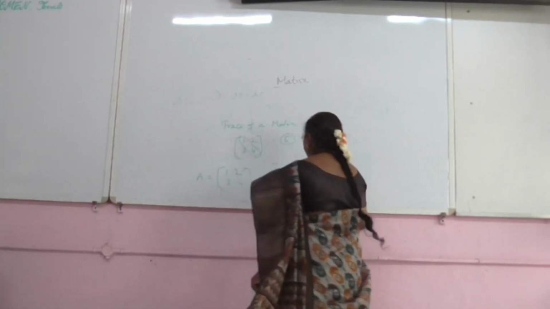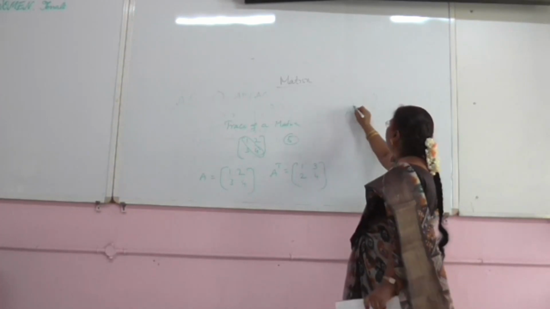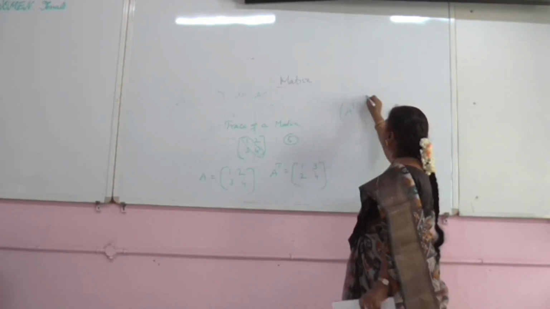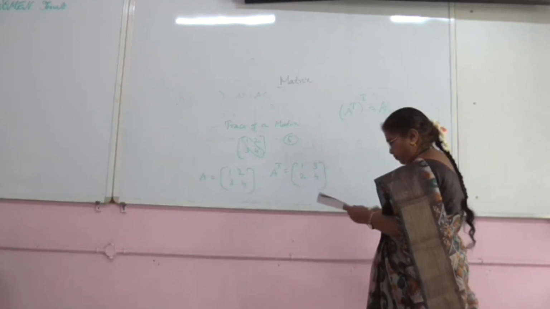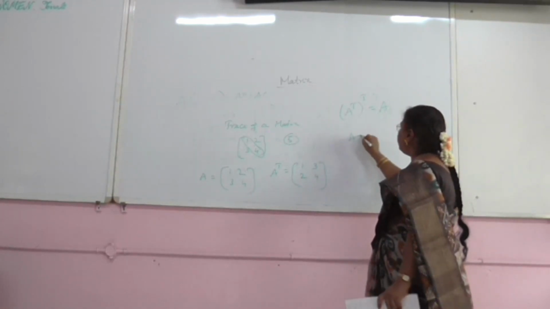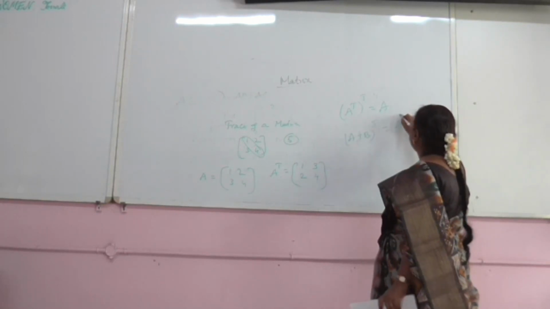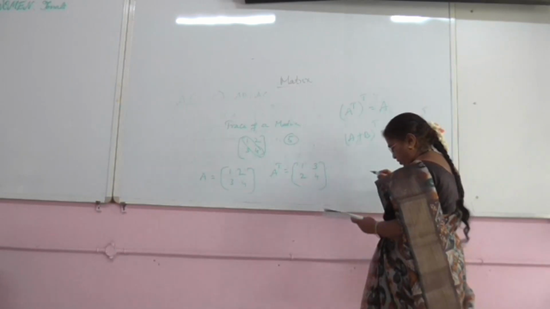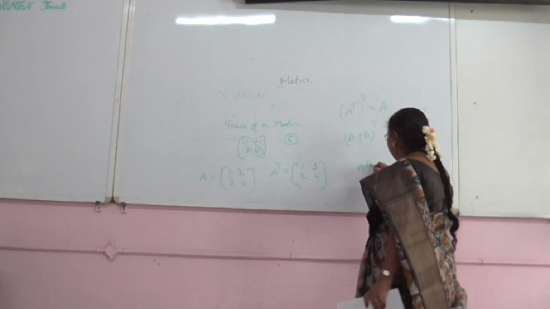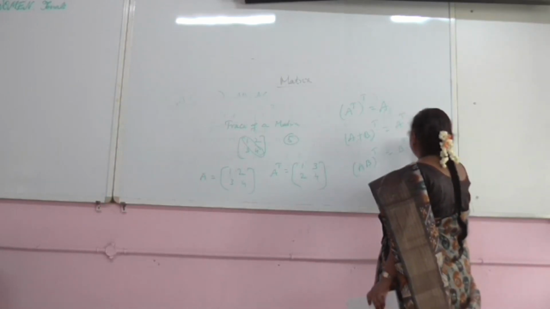Now we will discuss the properties of A transpose. A transpose whole transpose equals A. This is one property. And A plus B whole transpose equals A transpose plus B transpose. And AB whole transpose equals B transpose A transpose.